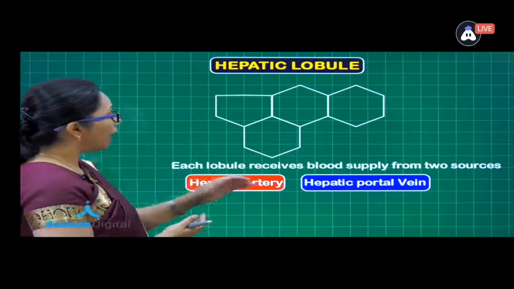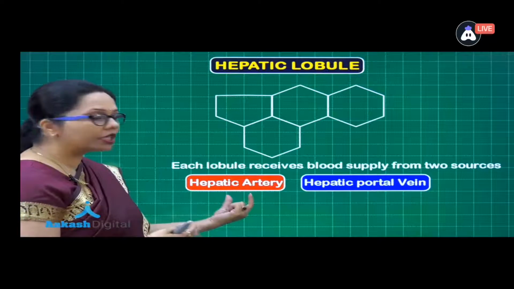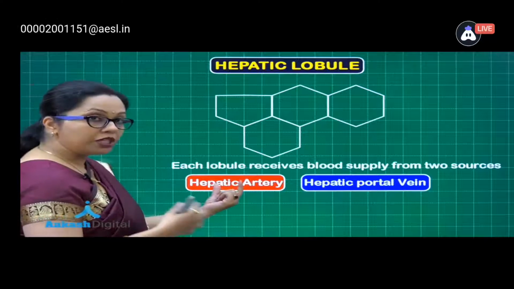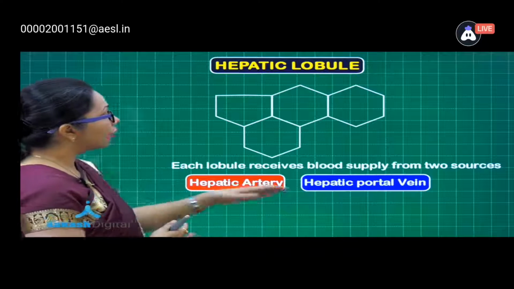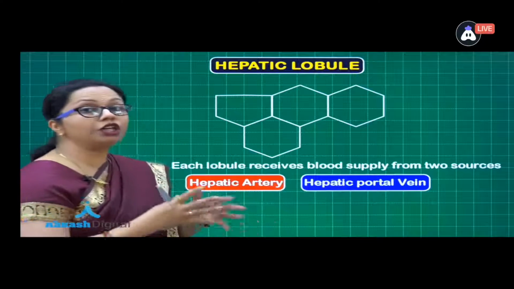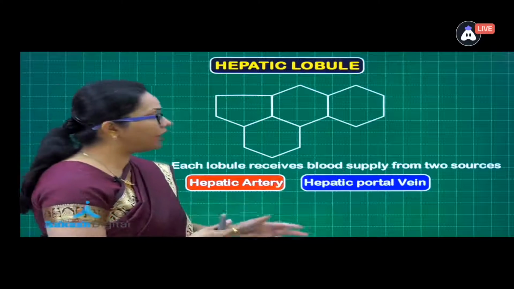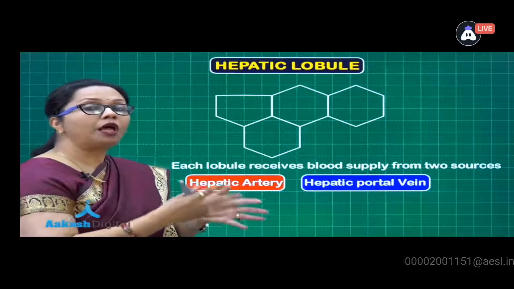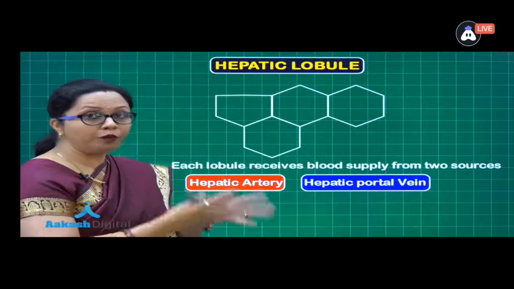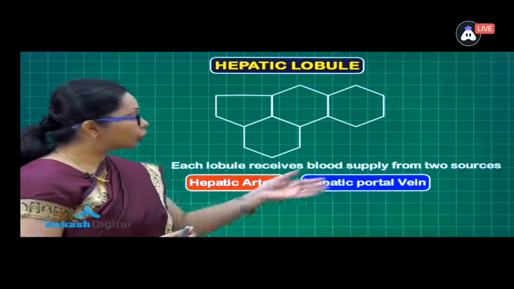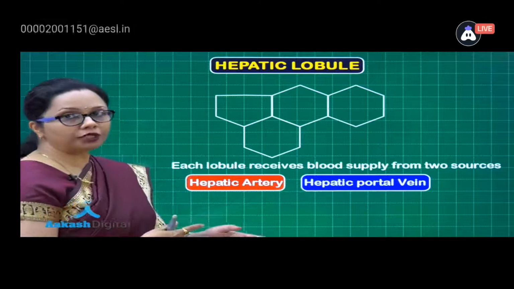Now in this case, as we can see, hepatic artery is bringing oxygenated blood. That means it will have oxygen needed for the functioning of the liver cells, while hepatic portal vein is bringing deoxygenated blood. But this blood is rich in nutrients. Now, hepatic portal vein is a vein which begins from the various regions of the alimentary canal in which the end products of digestion have been absorbed. So this blood, although it is deoxygenated, is rich in nutrients.